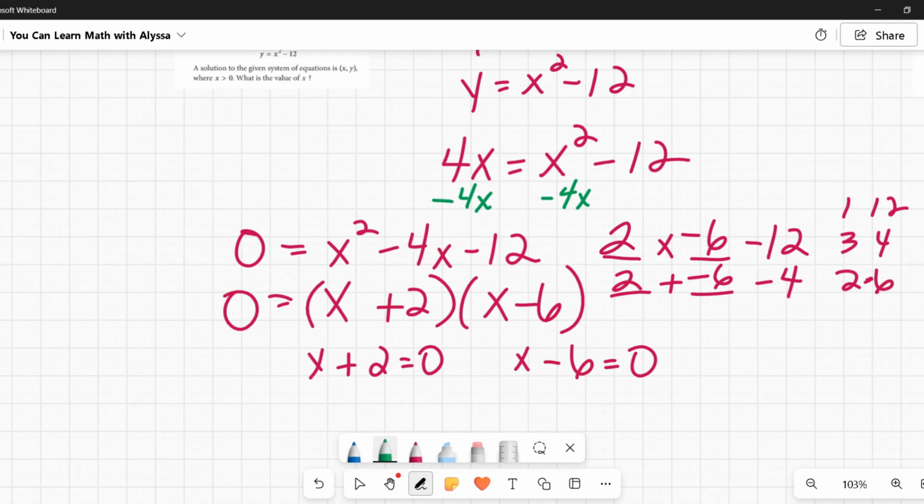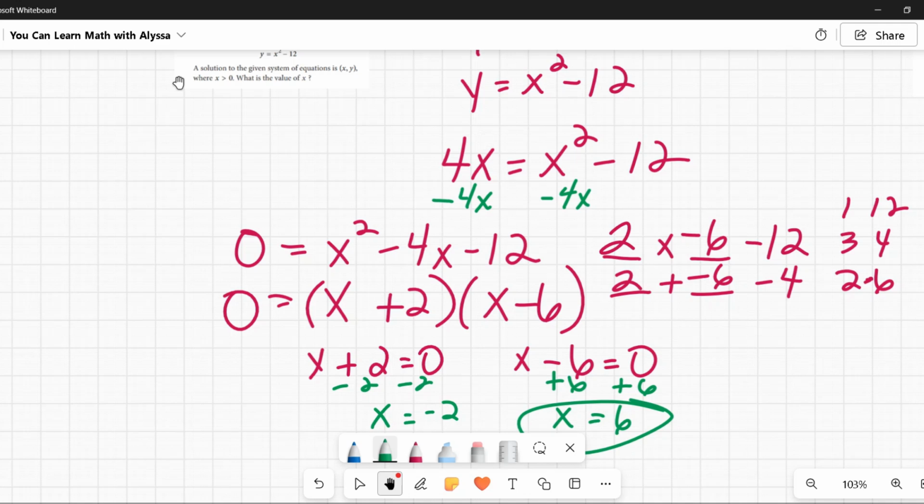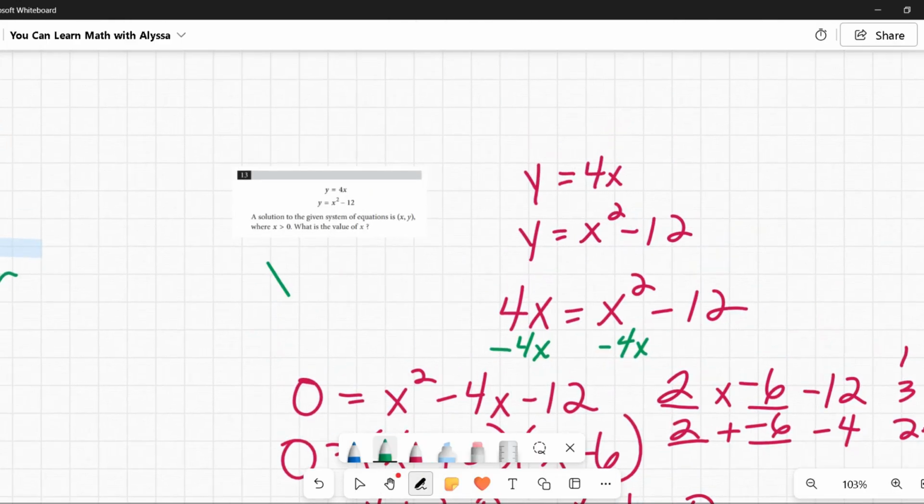When I solve for x here, I'm going to subtract 2 from both sides, and I will get x equals negative 2. Here I'm going to add 6 to both sides to undo that, and I'm going to get x equals positive 6. Again, they wanted the solution where x is greater than 0. Only one of these applies, and that is x equals 6. So what is the value of x? x is 6. 6 is my answer.